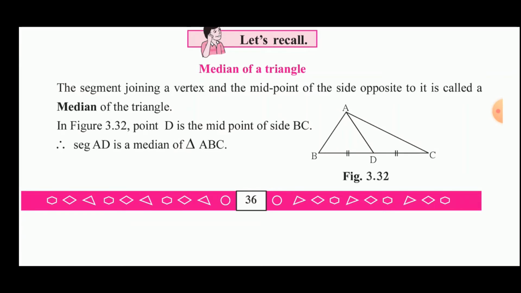The segment joining a vertex and the midpoint of the side opposite to it is called the median. So in figure 3.32, point D is the midpoint of side BC. So segment AD is the median of triangle ABC.